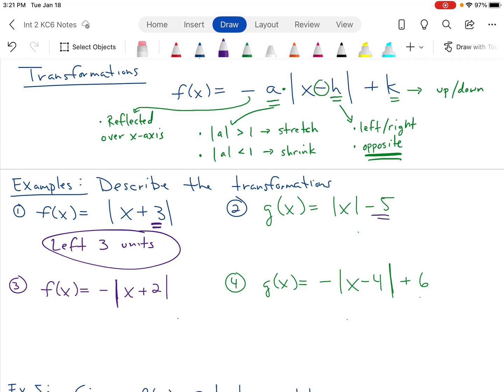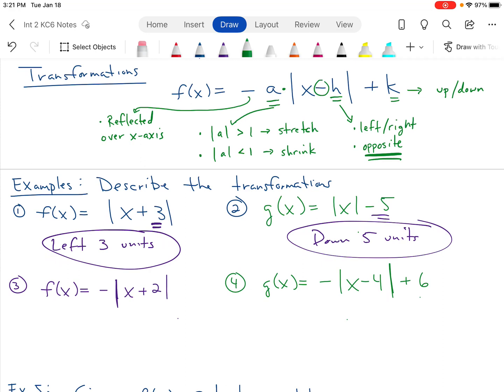All right, next one, -5 on the outside. So this is not the opposite, and the outside numbers tell you whether it goes up or down. So this is going to go down 5 units. And that's it.